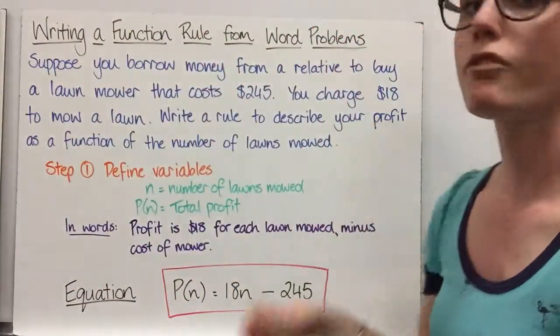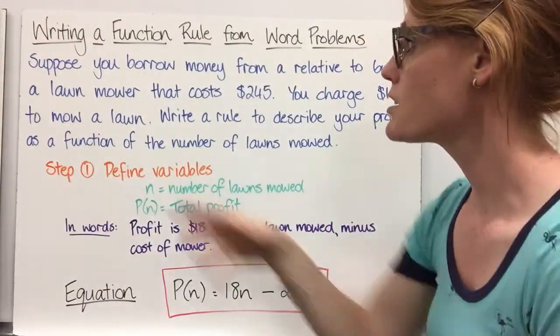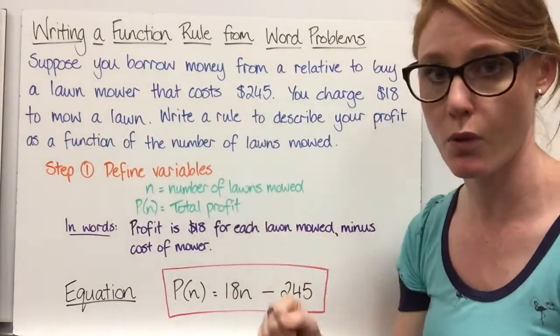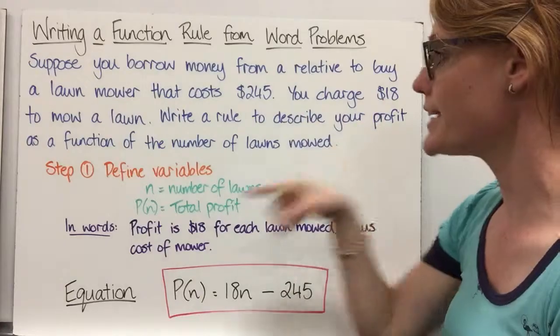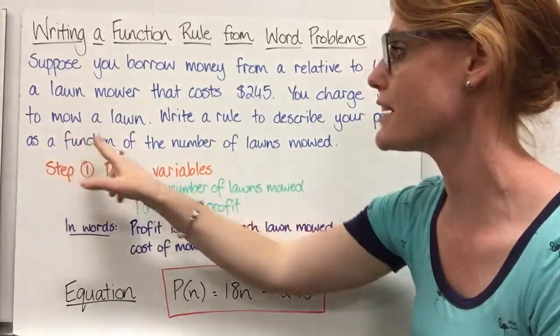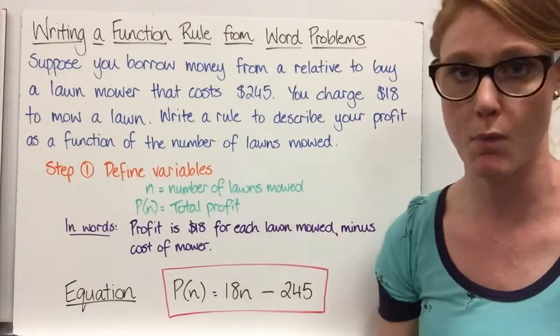Writing a function rule from word problems. Suppose you borrow money from a relative to buy a lawnmower that costs $245. You charge $18 to mow a lawn. Write a rule to describe your profit as a function of the number of lawns mowed.